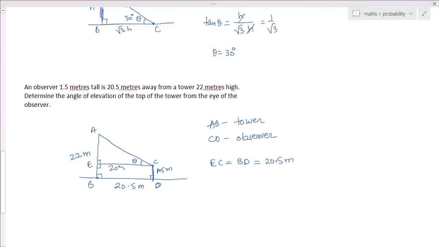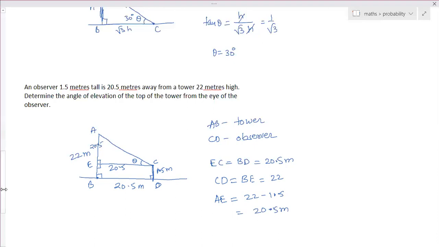Now full AB is 22 meters, so what is the value of AE? CD is equal to BE, that is 1.5. So 22 minus 1.5, because you have to subtract this distance BE to get the value of AE. That is equal to 20.5 meter. So AE is also 20.5.